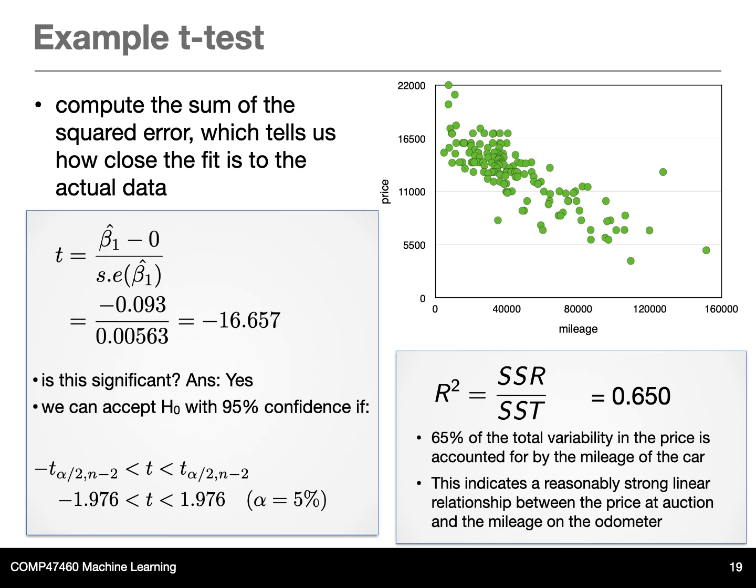Well, we can accept the null hypothesis with 95% confidence if t is between the quoted values of t, 1.976 and minus 1.976. These are the appropriate values of t for p equals 0.05 and the number of data points in our data set. Since the computed value of t is well outside of this range, we can reject the null hypothesis. Rejecting the null hypothesis in this case means concluding that there is a statistically significant relationship between the price that the car sells at auction and the mileage on the car. And of course, this negative relationship is clearly evident from the plot.